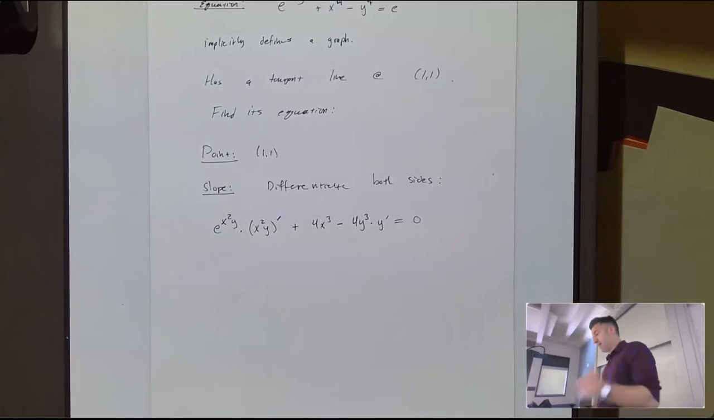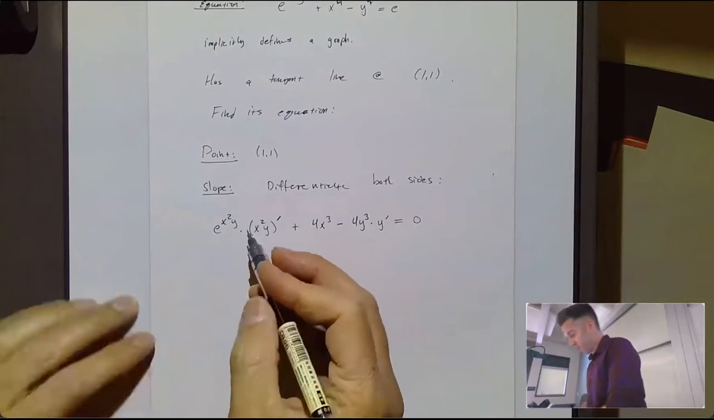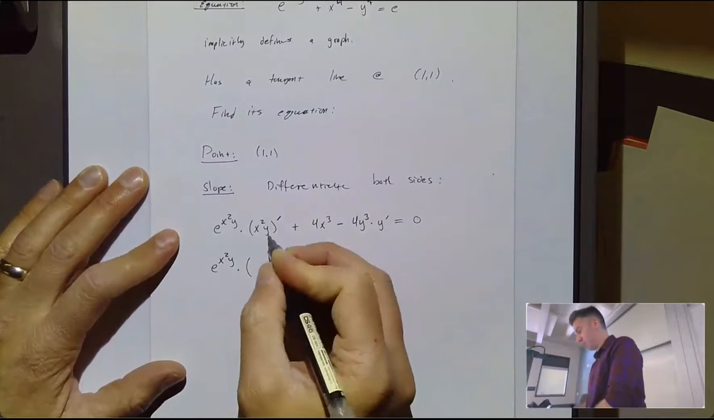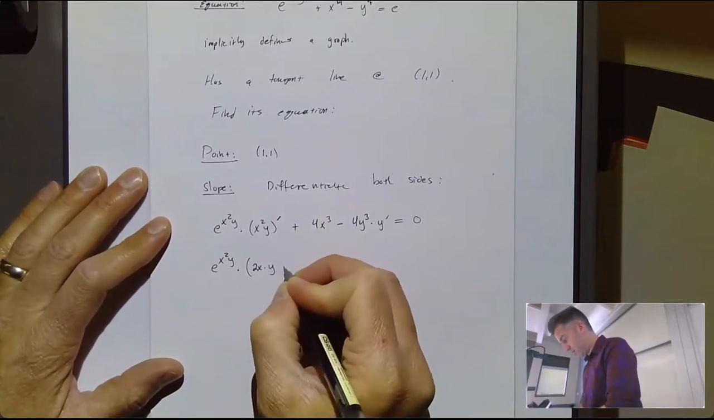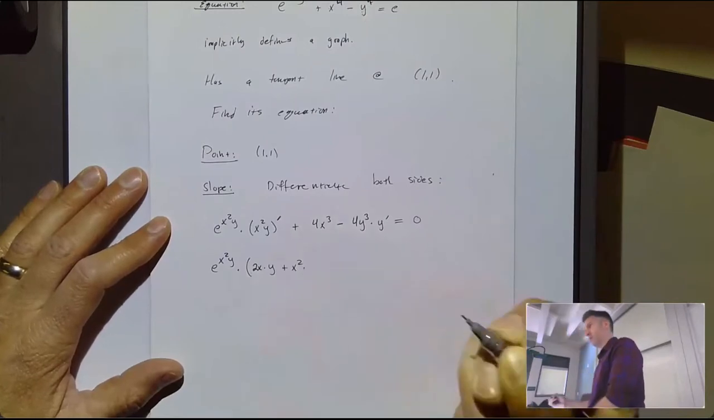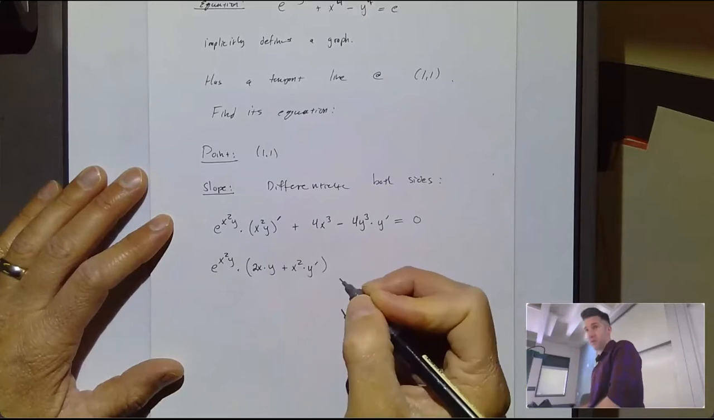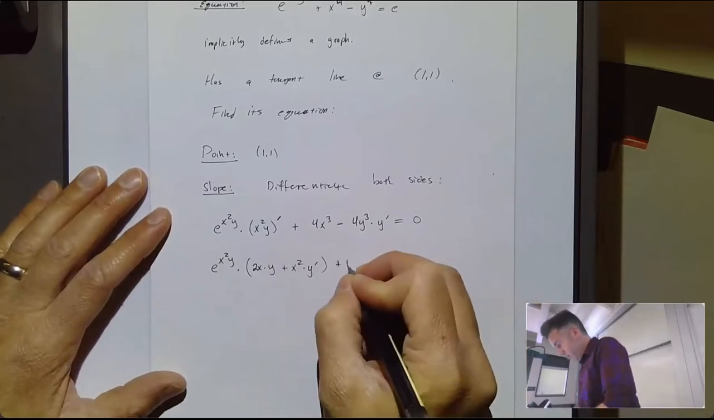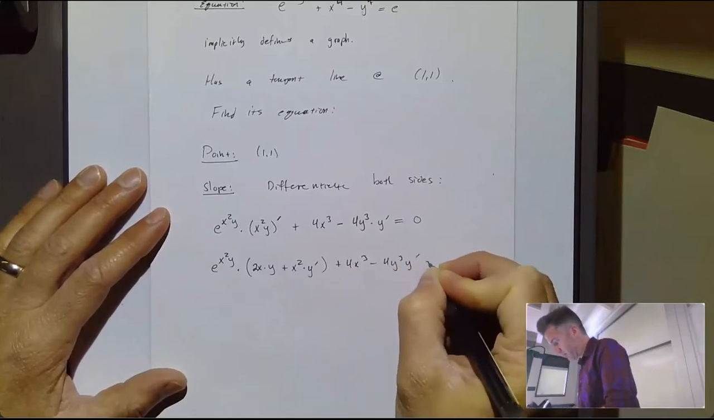Okay, now I didn't do all my differentiating because I still have to differentiate x squared y. So I'm going to have e to the x squared y times, all right, I'm going to use the product rule here. We get 2x times y plus x squared times the derivative of y, which is y prime. Plus 4x cubed minus 4y cubed y prime equals 0.